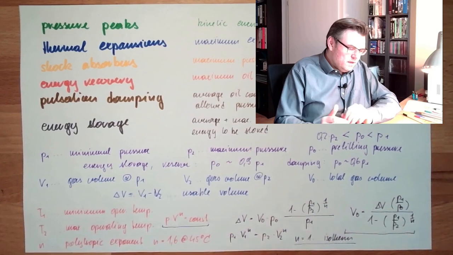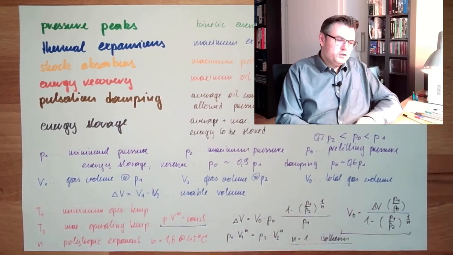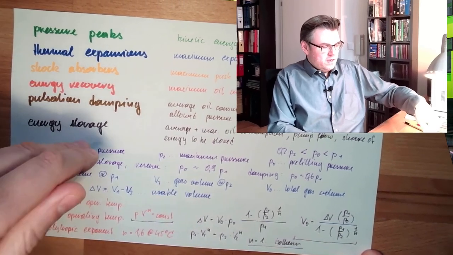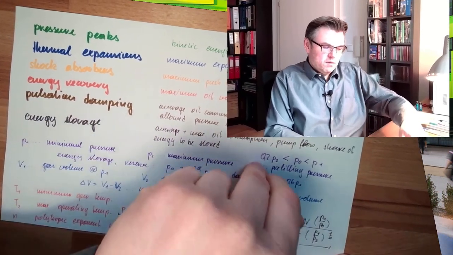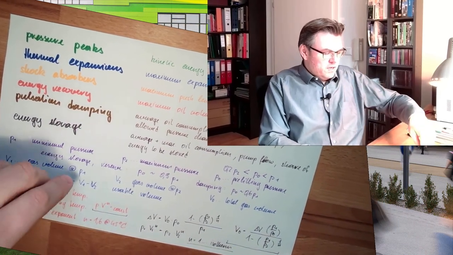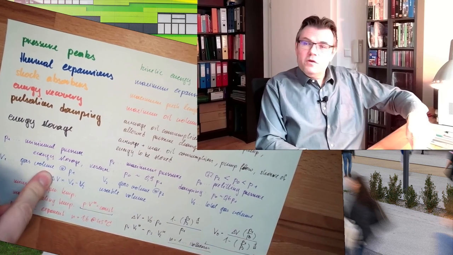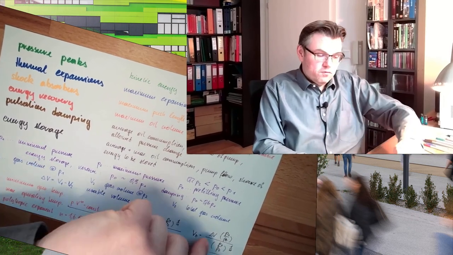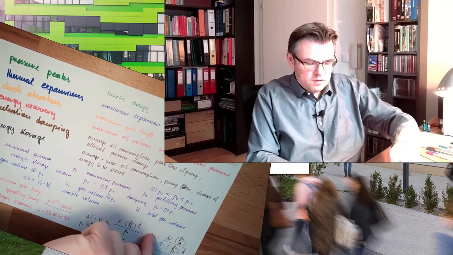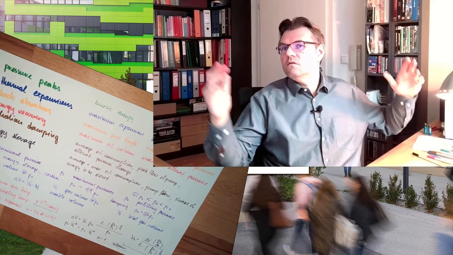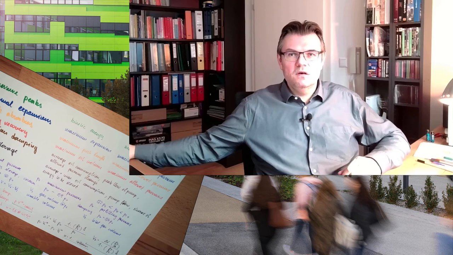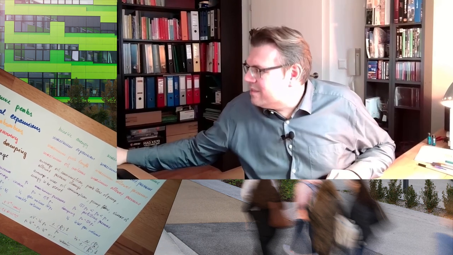This is how you dimension a pressure accumulator. Select the field of application, select minimum and maximum pressure, select the pre-filling pressure based on this, and then select the usable volume. And out of the usable volume and the minimum and maximum pressure and pre-filling pressure, you can calculate the size of the accumulator. I mean, that's it. It's not that hard.